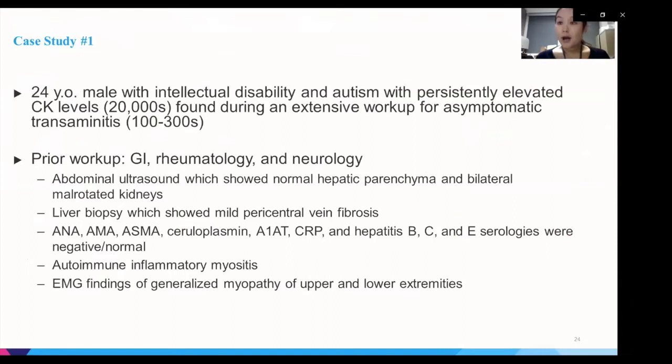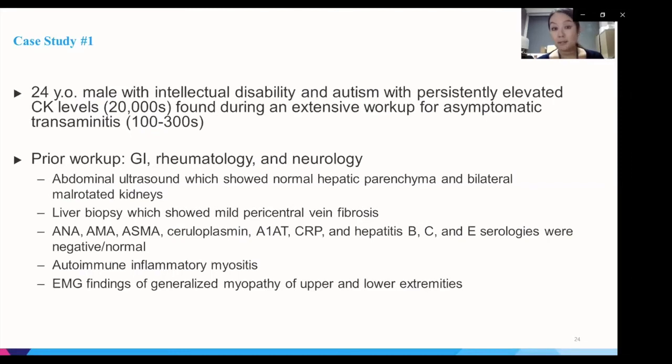So I wanted to talk about three interesting cases of mine. The first one is a 24-year-old male who has intellectual disability and autism, and he had persistently elevated CK levels in the 20,000s, so a very impressive CK level. It was found during an extensive workup for asymptomatic transaminitis. He had this transaminitis that was found when he was about 10 years old.